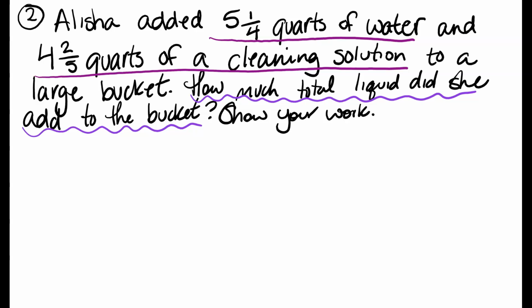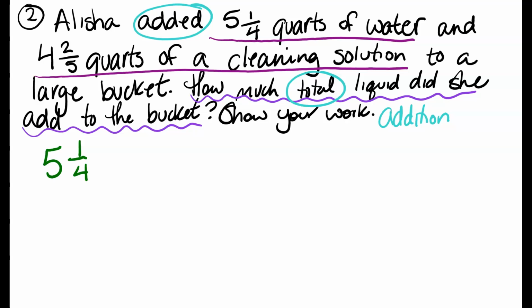While reading this, I noticed some words that told us what kind of math problem this is going to be. We have the word total and added. These two words tell me this is going to be an addition problem. So I'm going to write it out. 5 1/4 plus 4 2/5 equals, I don't know yet, so I'm going to give it the letter Y to say, I don't know, but I'm going to find out the answer.